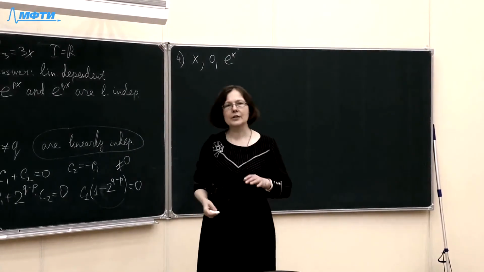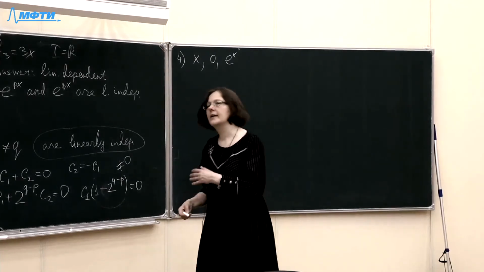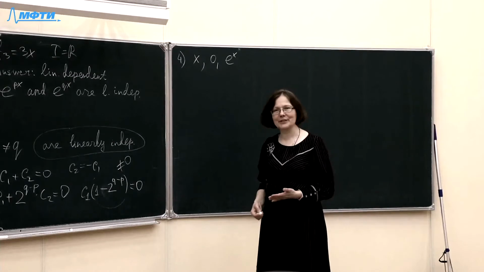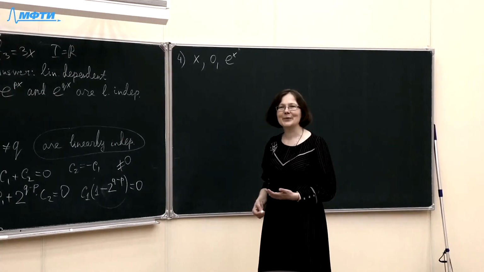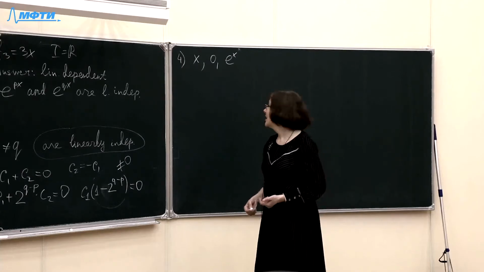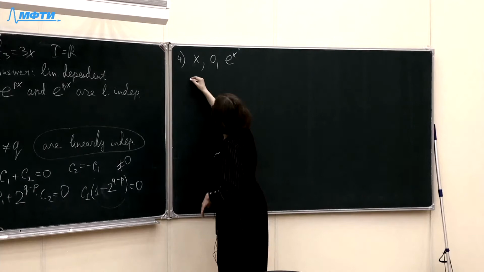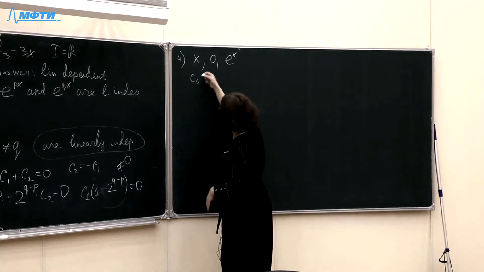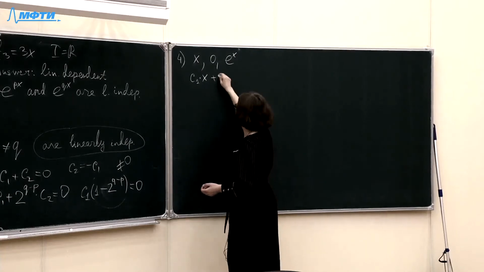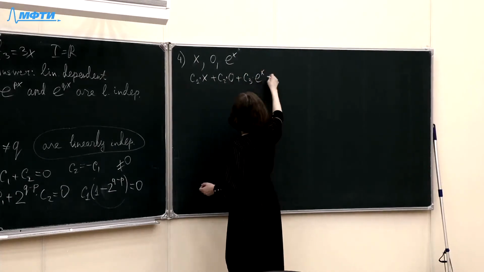If one function is 0, what can we say about the set of these functions? Is it linearly dependent or independent? What is your opinion? What is your idea? Right. So we seek the non-trivial solution of the following equation: C1 times x plus C2 times 0 plus C3 times e to x equals 0.